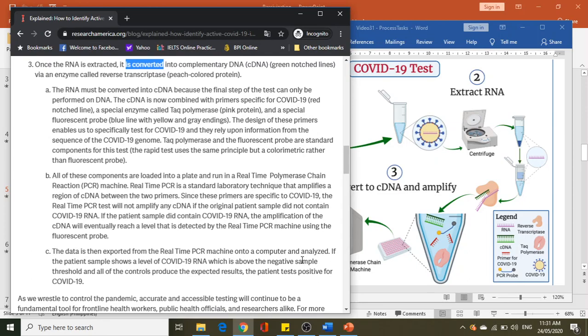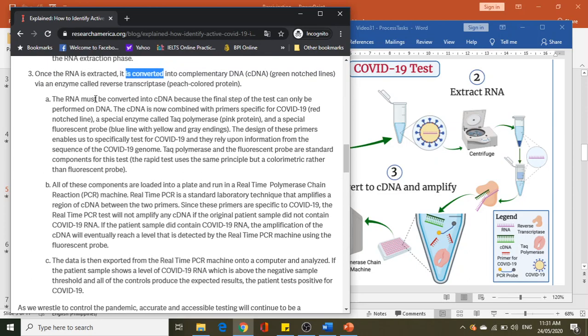The RNA must be converted, passive voice, into cDNA because the final step of the test can only be performed on DNA. The cDNA, so the object of importance has now moved to the cDNA, is now passivized, is now combined. That's the adverb now. And is combined is the passive voice with primers specific for COVID-19, red notch lines, so the primer over there. We need the primer as well. So many ingredients just to test if somebody's positive.